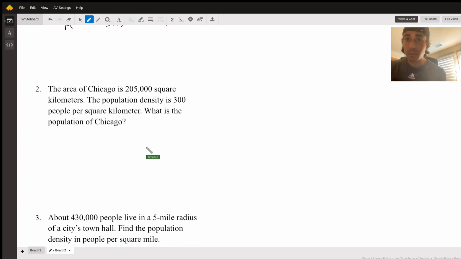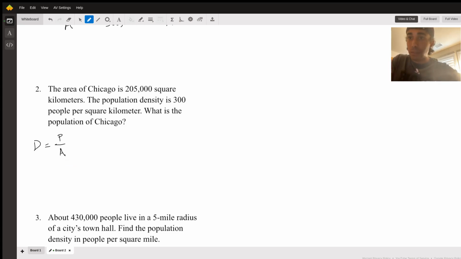Okay. Area of Chicago is 205,000 square kilometers. Again, that's not true. It is nowhere remotely close to that big. And the population density is 300 per square kilometer. What is the population of Chicago? Okay, so you're going to go, again, density equals population over area.